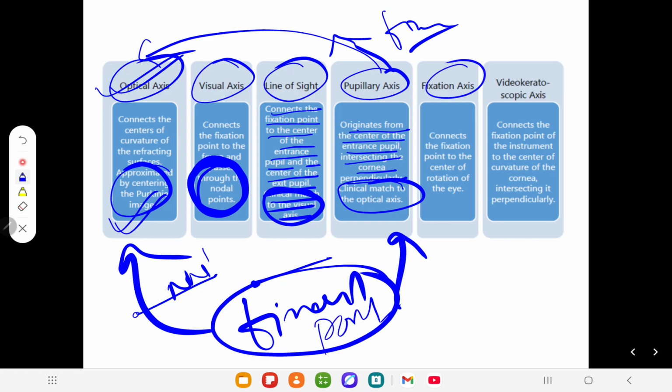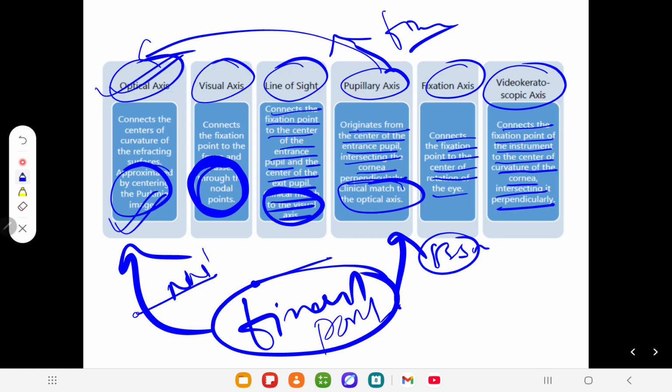The fixation axis definitely connects the fixation point to the center of rotation. Where does the center of rotation lie? 13.5 mm behind the cornea. The video keratoscopic axis connects the fixation point to the instrument and to the center of curvature of the cornea, intersecting perpendicularly. So the three things I have told you: from the fixation point to the center of the cornea, intersecting the cornea perpendicularly. The three things matter.